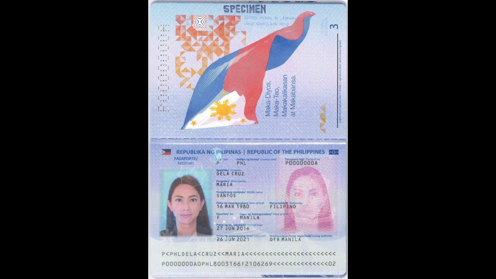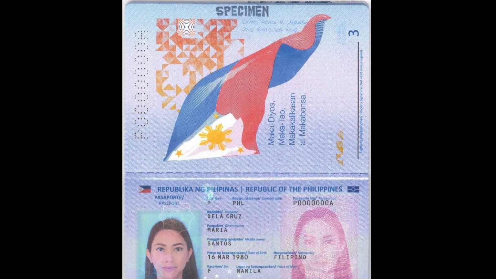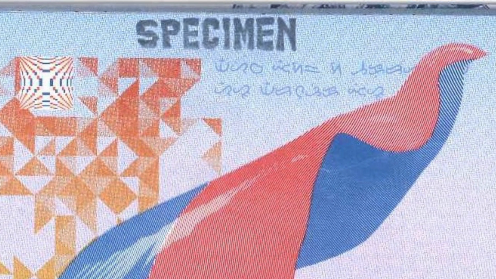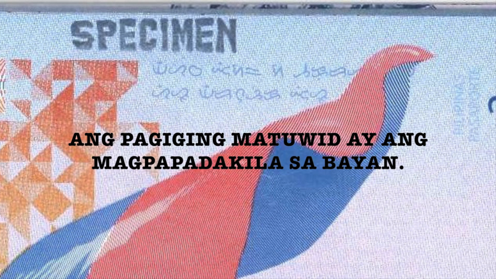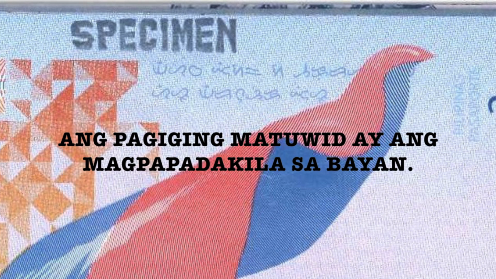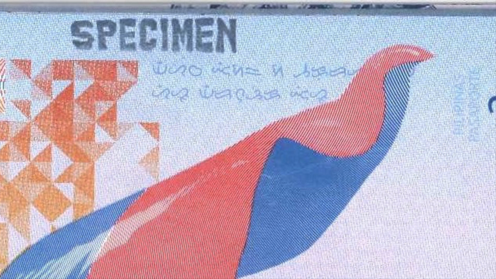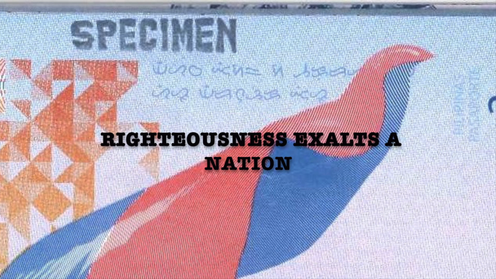If you like to travel, take a look at your passport. Do you see any Baybayin there? Look closely. Passports issued after August 2016 utilize Baybayin. It quotes from the Book of Proverbs, chapter 14, verse 34. And it says, "Ang pagiging matuwid ay ang magpapadakila sa bayan," or "Righteousness exalts a nation."